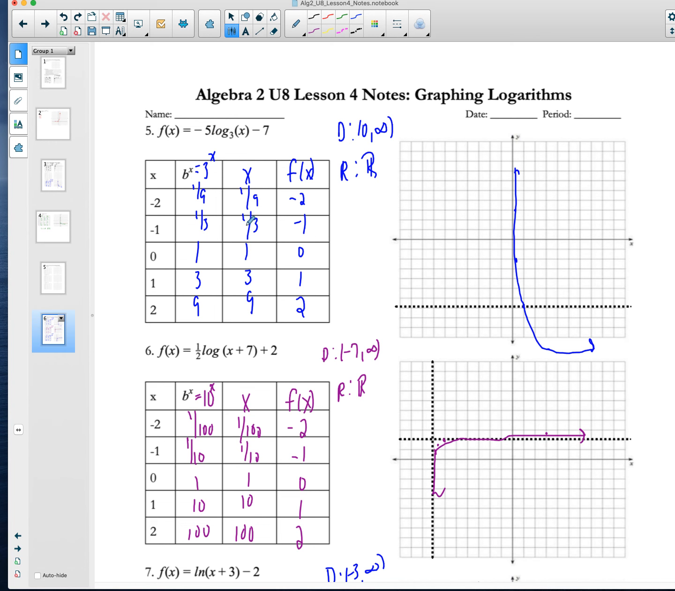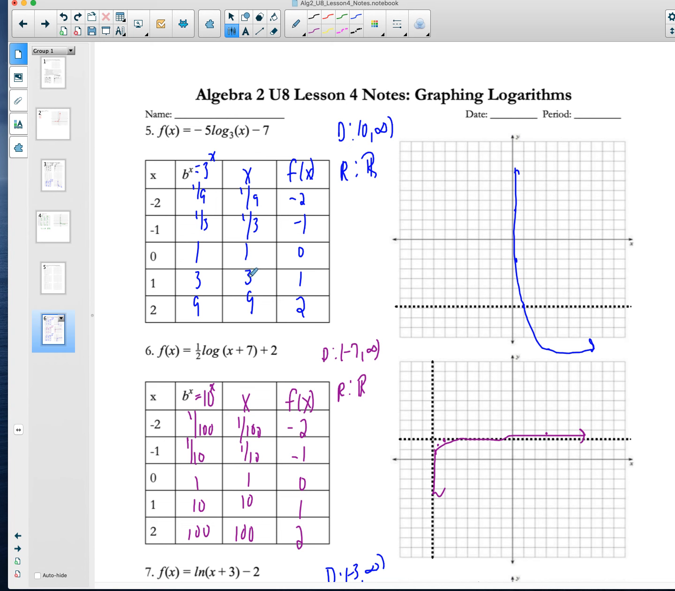All right, so notice I normally would go to the right 1/3 and down 1. So to the right 1/3 and down 1. But because of that -5, I now have to go up 5. So 1, 2, 3, 4, 5. Once again, (1, 0) is not going to be affected. All right, so we still have (1, 0).